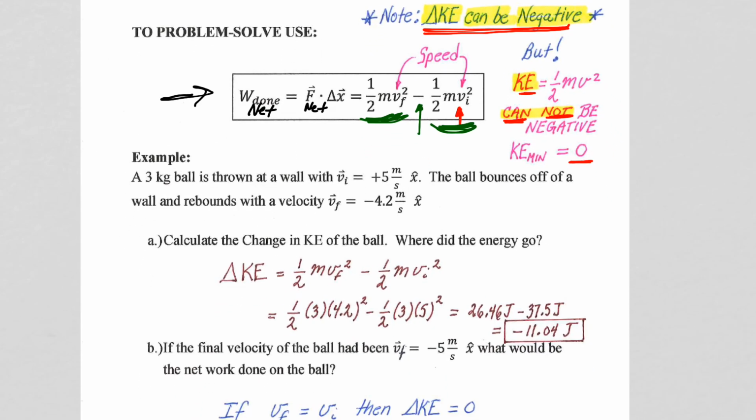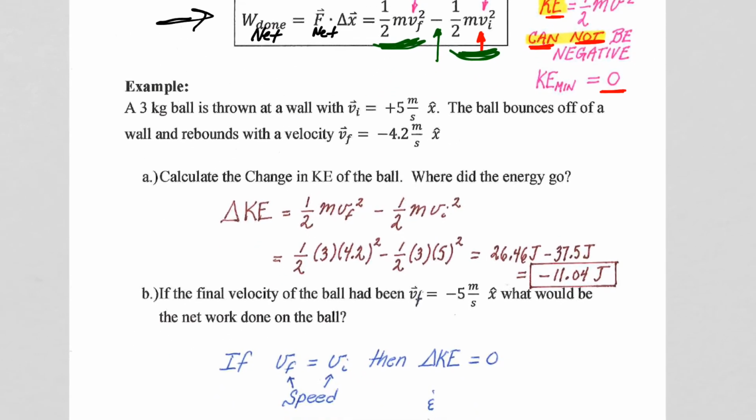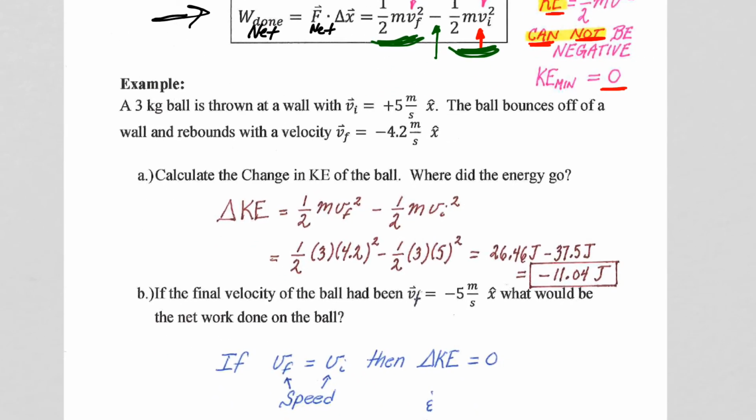Let's take a look at a quick example here. What if we bounce a ball off of a wall? It hits the wall with a speed of 5, but only bounces off with a speed of 4.2. The speeds are 5 and 4.2. It bounces backwards, so that's why the negative is here, and it was thrown forward, so that's why the positive is here. Notice when we take the change in the kinetic energy, we only use 4.2 and 5, and notice we do get a negative value because our v initial was greater than our v final.